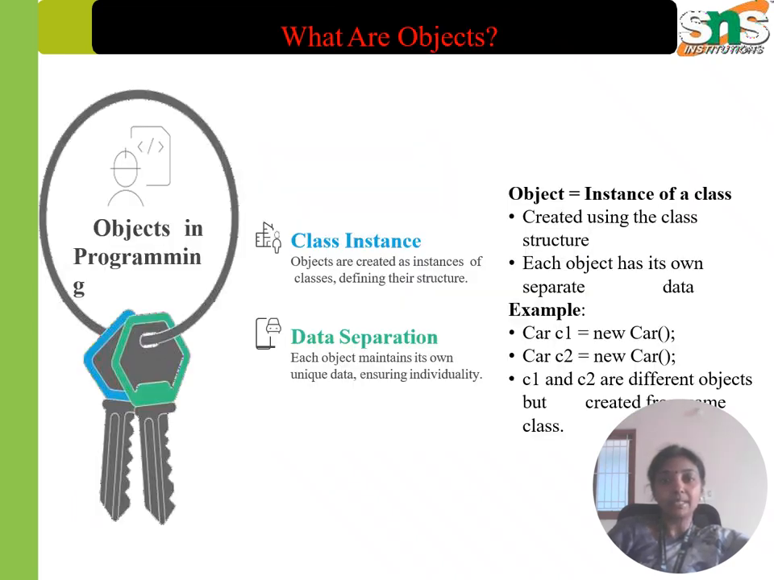What are objects? An object is nothing but an instance of a class. Created using the class structure. Each object has its own separate data. Class instance. Objects are created as instances of classes, defining their structure. Data separation. Each object maintains its own unique data, ensuring individuality.